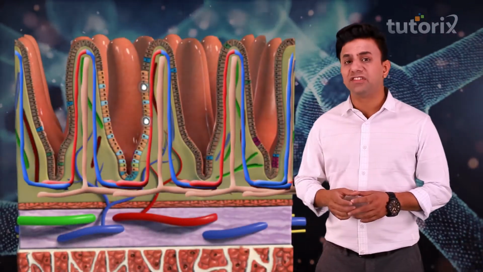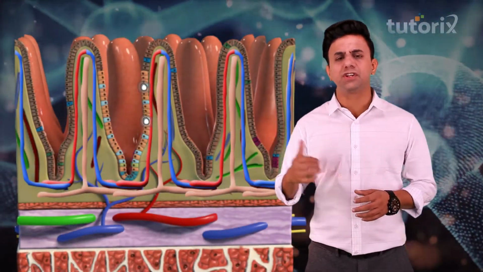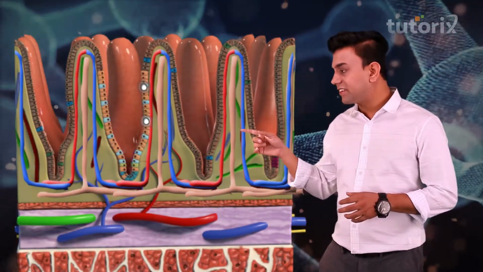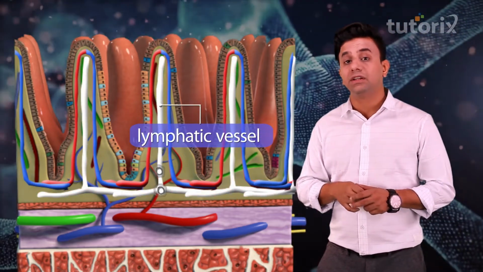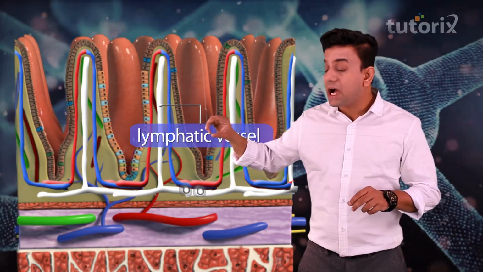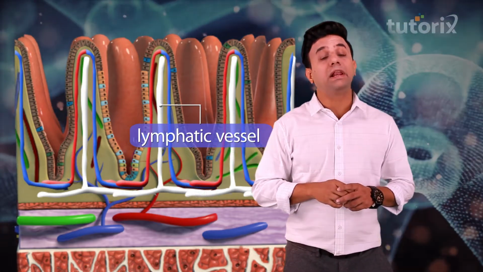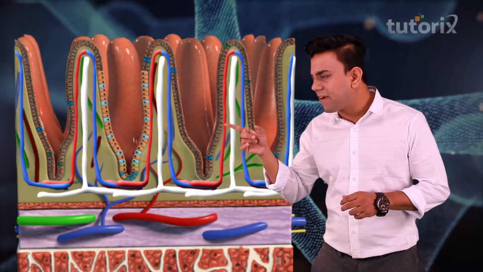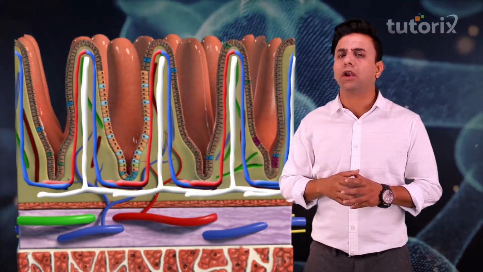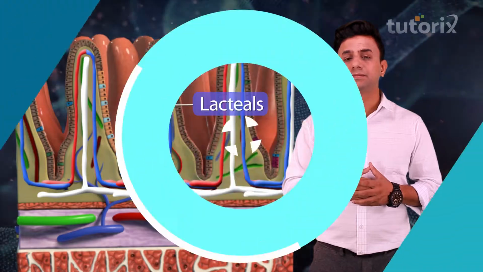These chylomicrons are big fat molecules which are white in color. So when these chylomicrons enter the lymphatic vessel of the villi, this imparts the entire lymphatic vessel a milky white appearance, and this is the reason why these lymphatic vessels of the villi are known as lacteals.